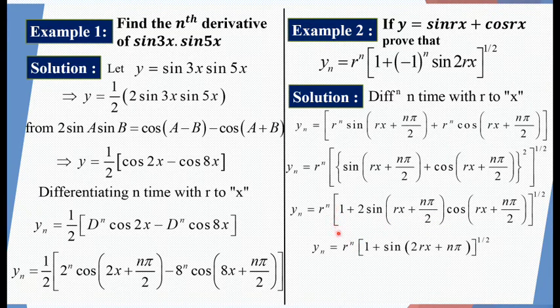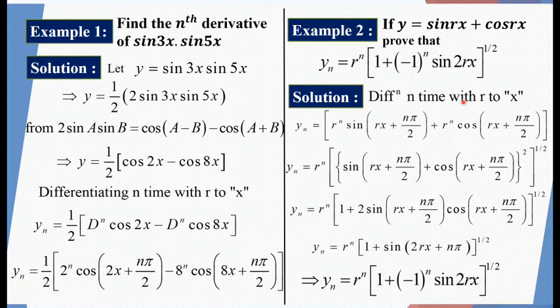So we can write it as r raised to power n (1 plus sin(2rx plus nπ)) power half, because when we take this 2 inside, we get (2rx plus 2nπ)/2, so the 2 is cancelled out, and it is only nπ. So what is the formula of sin(nπ plus θ)?